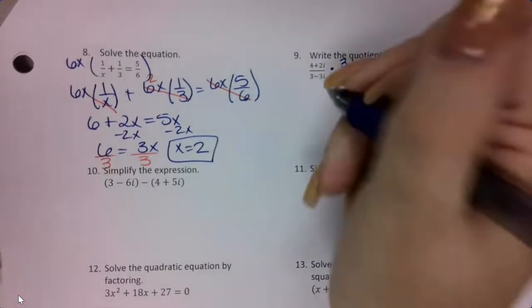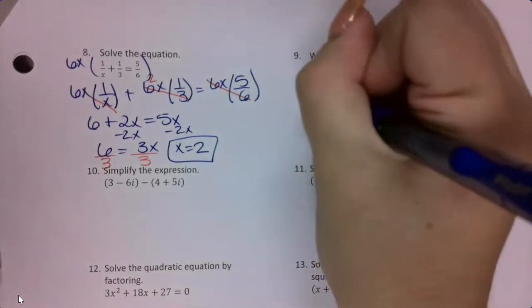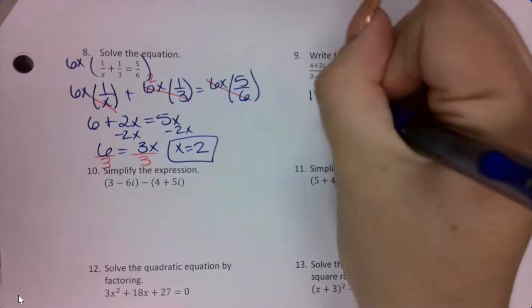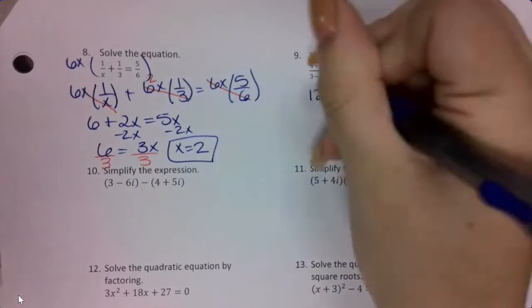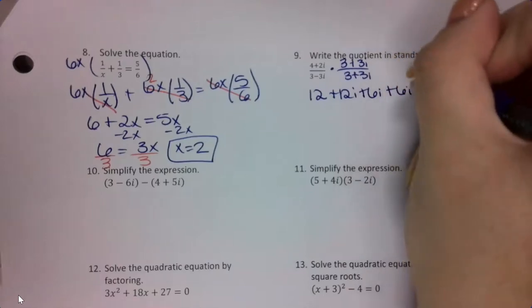So on my top, I'm going to have 4 times 3, which gets me 12. 4 times 3i gets me 12i. 2i times 3 gets me 6i. 2i times 3i gets me 6i squared.